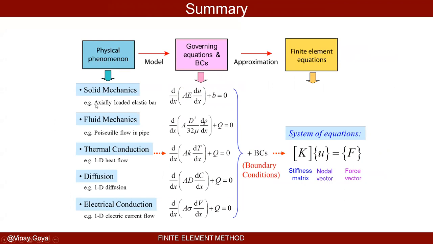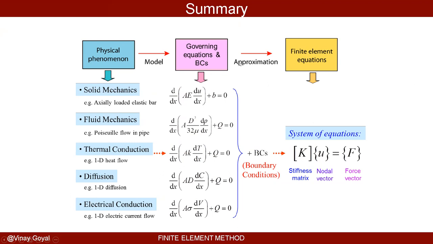Here's an example. I have a physical phenomenon. The physical phenomenon could be solid mechanics, fluid mechanics, thermal conduction, diffusion, and electrical conduction. I have a governing equation that represents a physical phenomenon, perhaps. And you can see they all look the same, but the variables are changing and the meanings of these coefficients are changing.